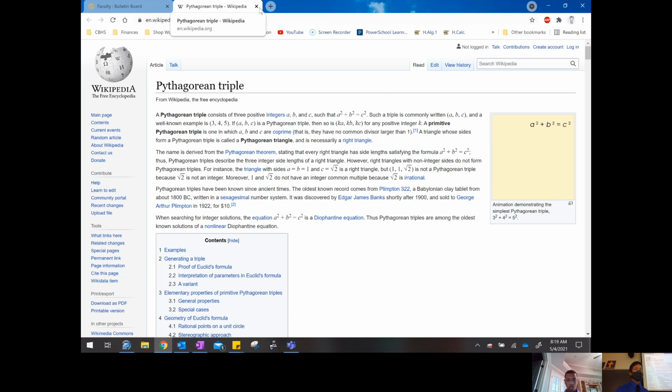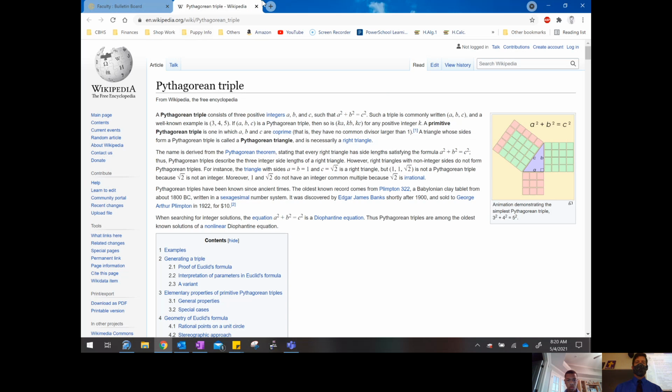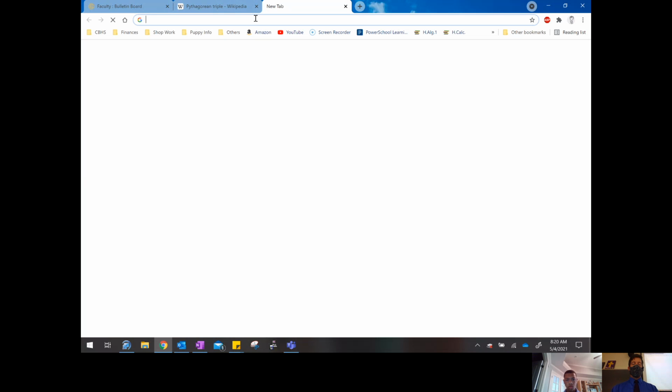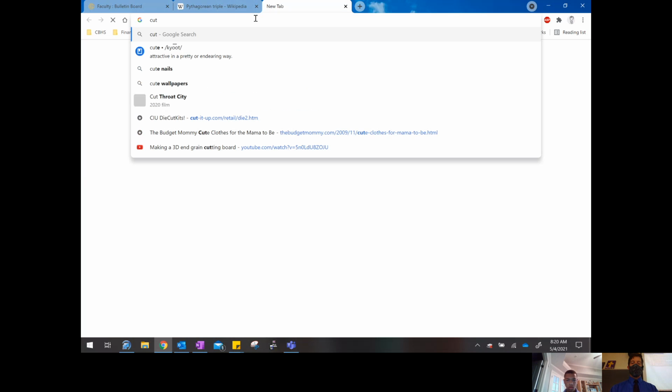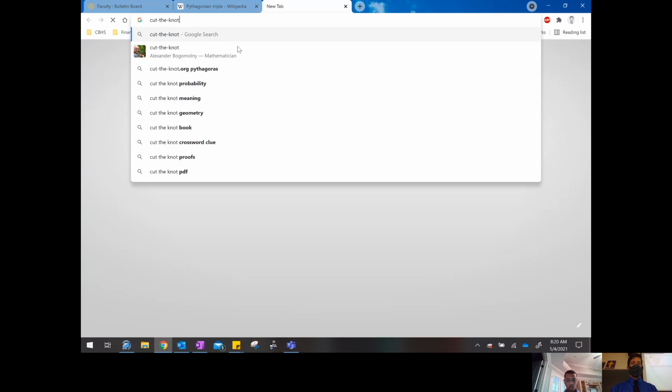And so there's a ton of websites on the Pythagorean theorem, let's see here. I've got this Wikipedia page pulled up. I didn't have the hyperlink for this, but there's a website called cutthenot.org.